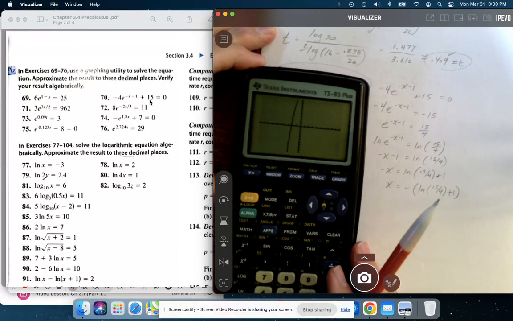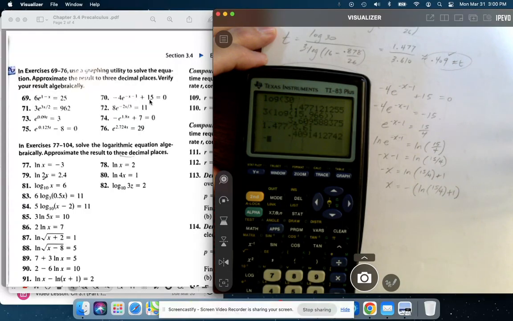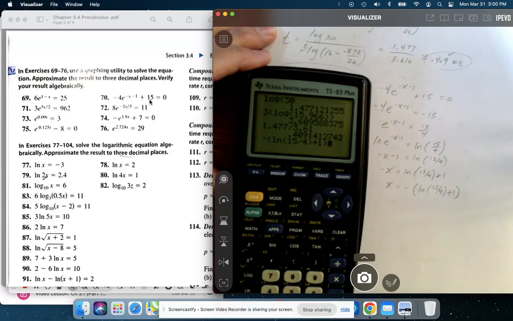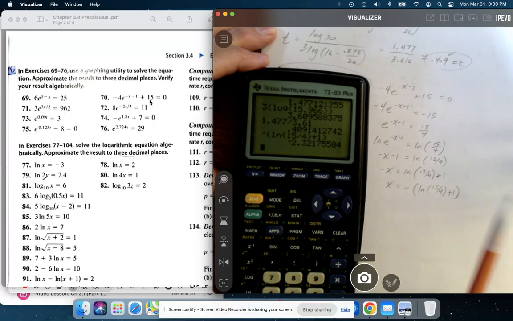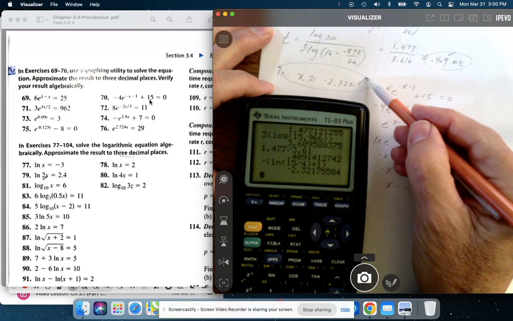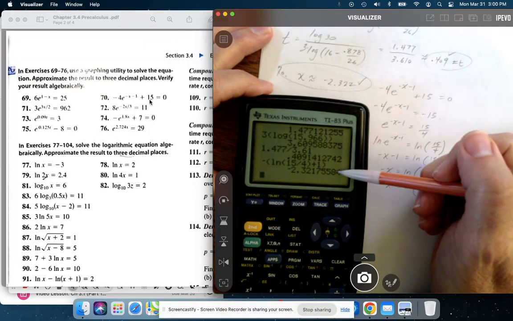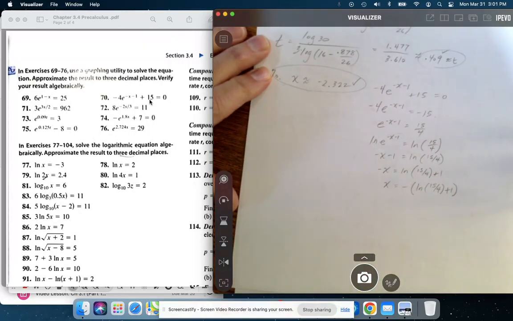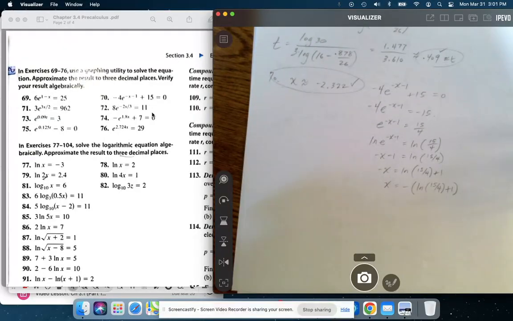So negative, I better put a parenthesis in the front, so negative parenthesis natural log 15/4 plus 1. And as you can see, did I get it? Yes. Here's the value I'm trying to match, and it matches up. All right. So that's how you do this set.